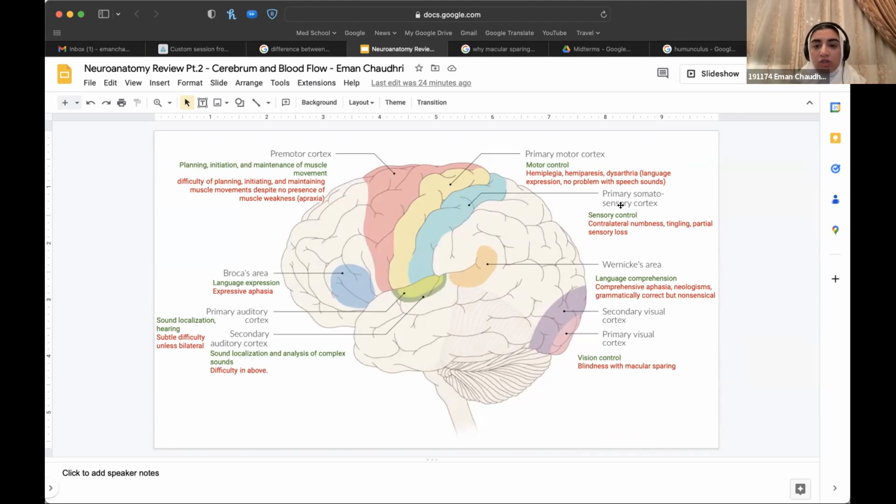You're not able to express yourself, okay? Wernicke's area, on the other hand, is responsible for language comprehension. So you're going to have comprehensive aphasia. You don't know what these people are saying. They may understand you, but you have no idea what these people are saying. They're making up sentences that are grammatically correct, but they're nonsensical, and they have neologisms.